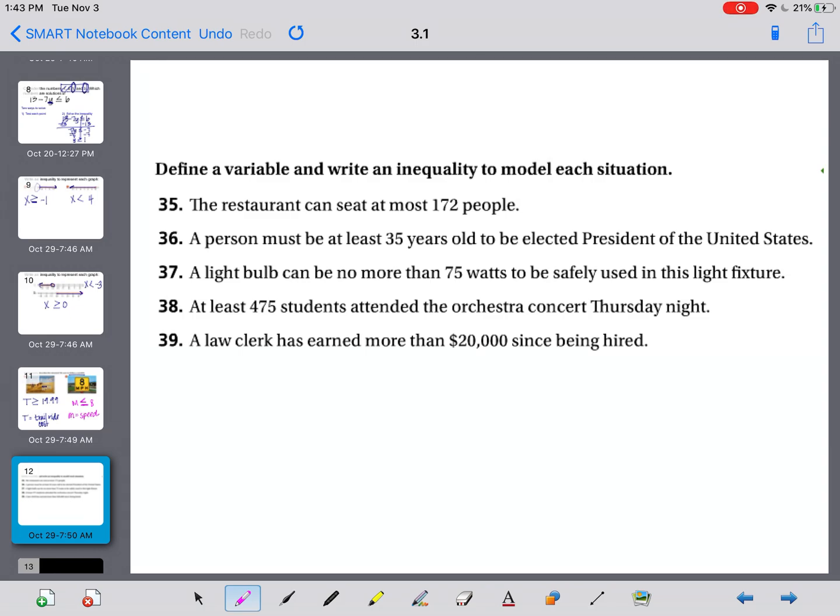All right, this would be a great place for you to try this out on your own. Define a variable and write an inequality to model each situation. Come back here in a few minutes when you've finished, and then you can see what my inequalities are.